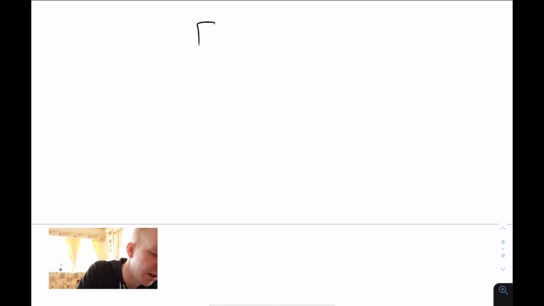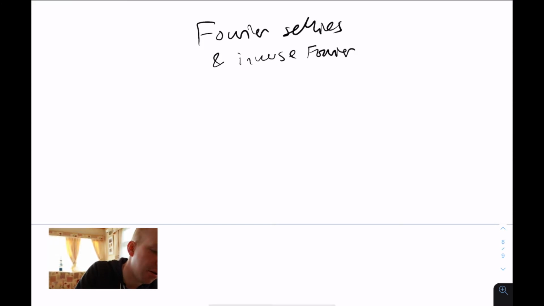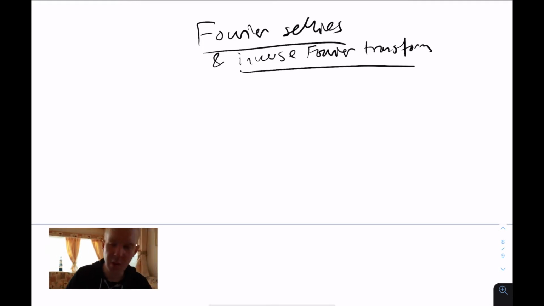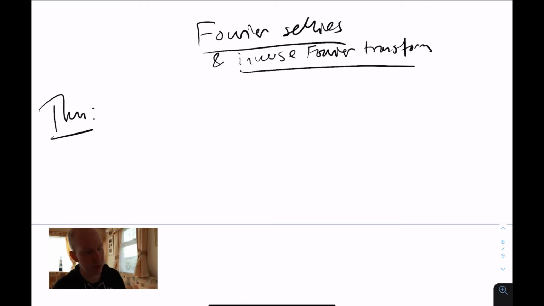Okay, so in this lecture I want to talk a little bit about reverting the idea of Fourier transform back into the original function. So we have this idea of Fourier series and inverse Fourier transform. And the basic idea here is: how could you use the Fourier coefficients that we defined to get back to the original function?